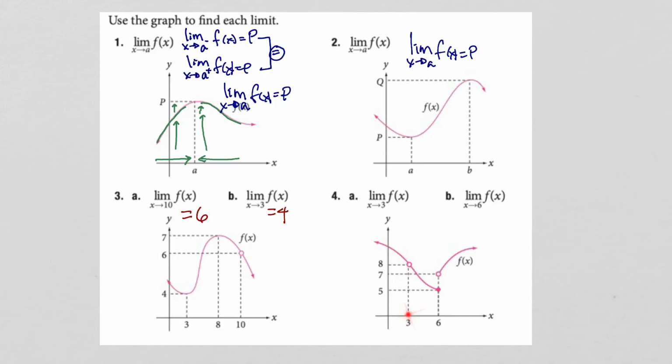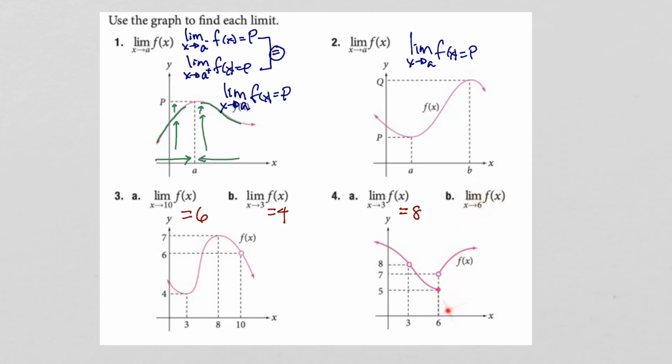Now remember, we don't care what happens at 3. This whole idea with the arrow is we're approaching 3. We don't care what happens when we get there. When we get there, it goes blank, but as we are approaching from either side, we're getting closer and closer to 8. So as we're really close to 3, the function values are close to 8, so we're going to claim that the limit is 8.